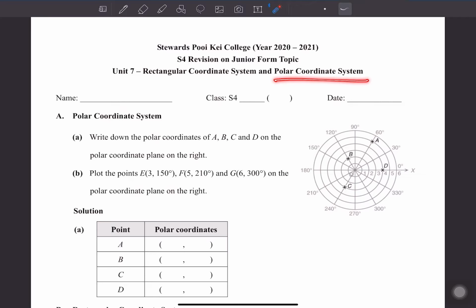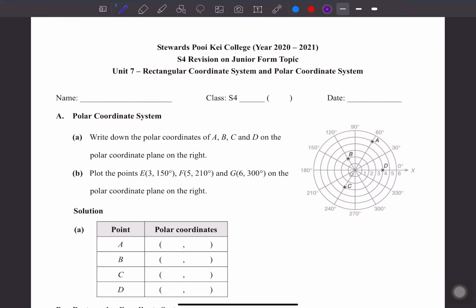Polar coordinate system has two parts, two elements. The first element represents the distance between the point and the origin. So I know point A, the distance is equal to 5, so the first part is equal to 5. How about B? B is equal to 2, C is equal to 3, and D is equal to 4.